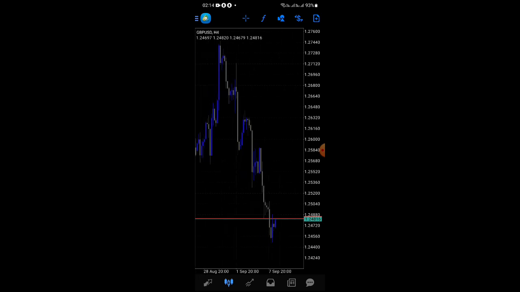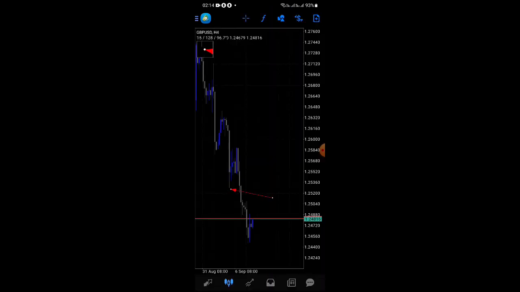I'm going to do the very same thing. I'm sticking on H4. As you can see here, we also have our own break of structure right over here, and also we have what you call an order block, and then we also have our fair value gap. Imbalance is the very same thing.